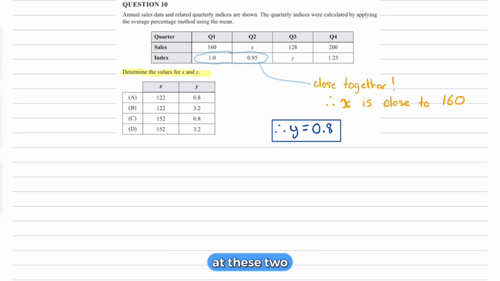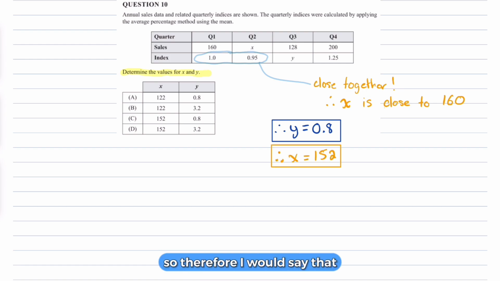If we look at these two seasonal indices for Q1 and Q2, we can see they're pretty close together, right? We've got 1 and we've got 0.5. So that means that the sales data above should also be close together. So therefore, I would say that X is going to be approximately 152. It's probably not going to be 122. So therefore, option C is the correct answer for this question.